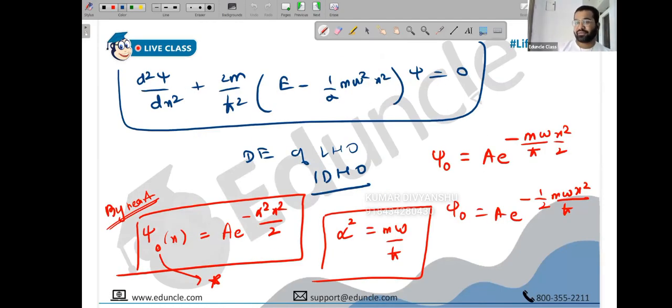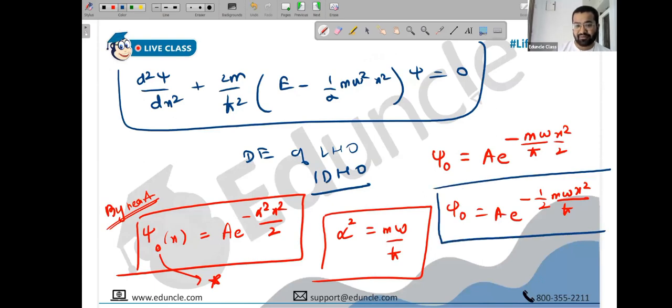See, anytime in life you get confused, the formula takes time. So this is psi naught, the ground state function, by heart. I hope you are getting this. If you are saying what about capital E? You tell me how to find capital E.